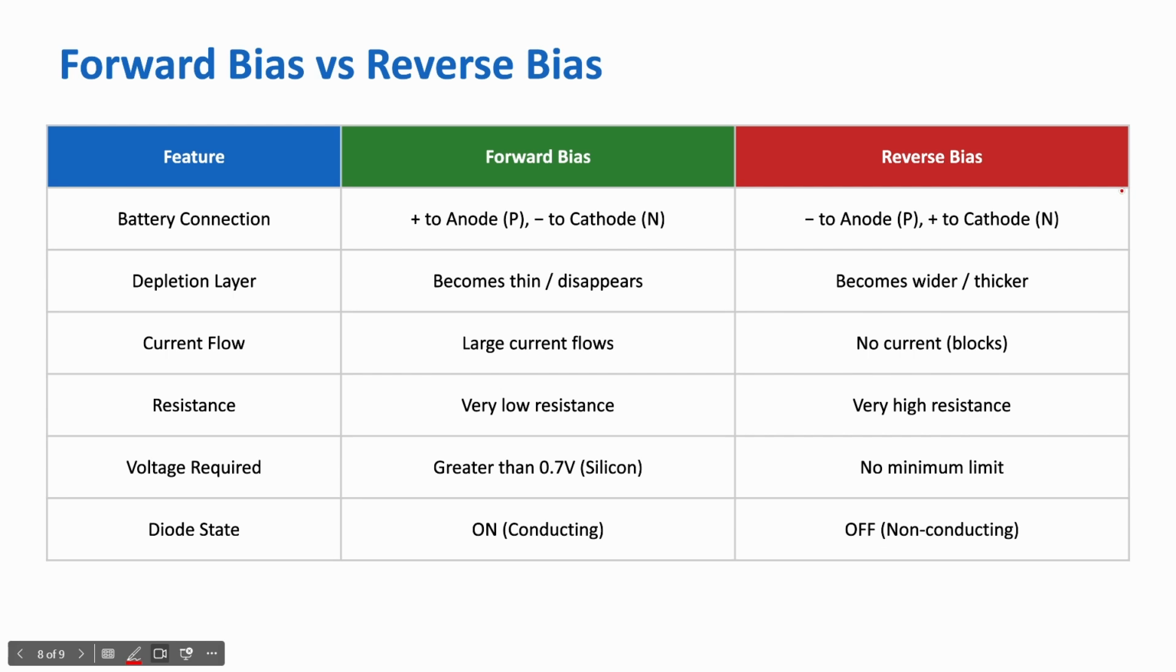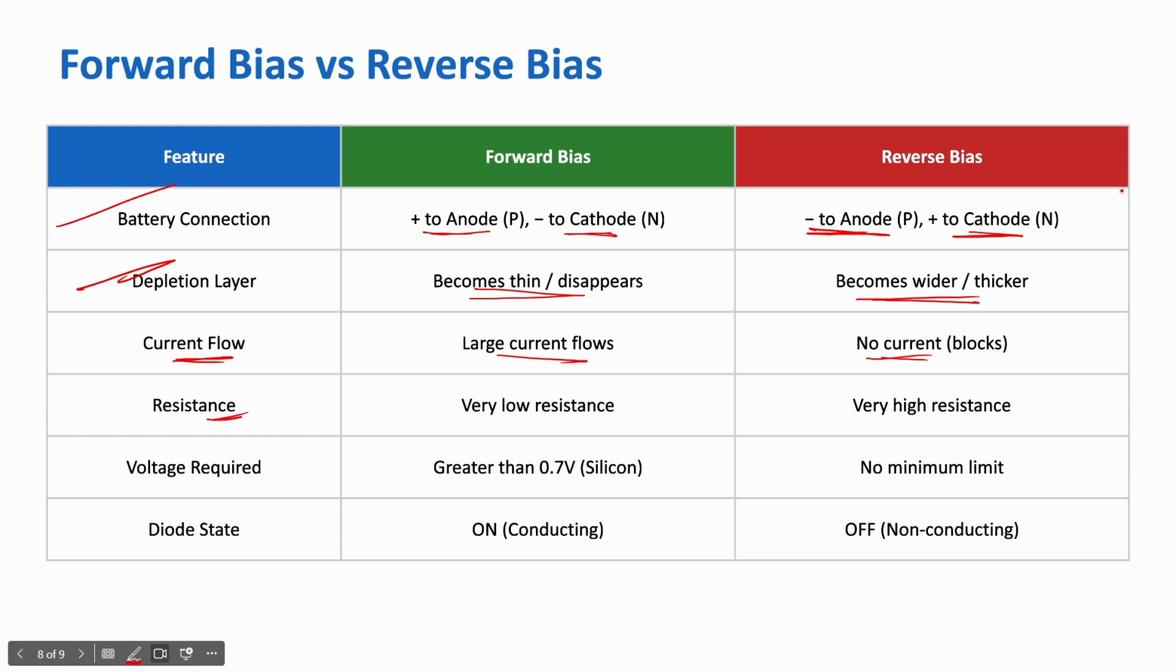So coming to the forward bias and reverse bias. What is the battery connection in forward bias? Positive terminal to anode and negative terminal to cathode. In reverse bias, anode is connected to negative and cathode is connected to positive. What happens to the depletion layer in forward bias? It decreases, becomes thin and disappears. In reverse bias, it becomes wider and thicker. So the current flow in forward bias is more, and in reverse bias there is no current flow.